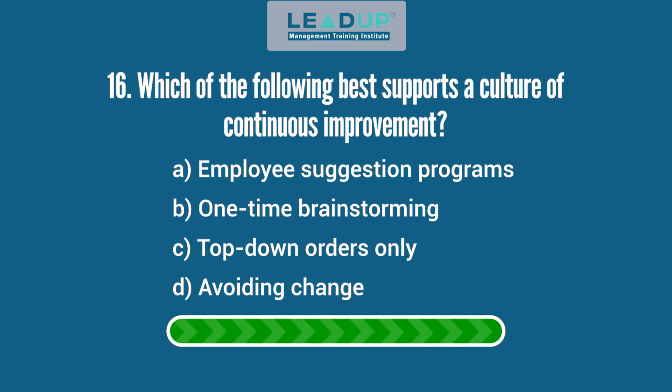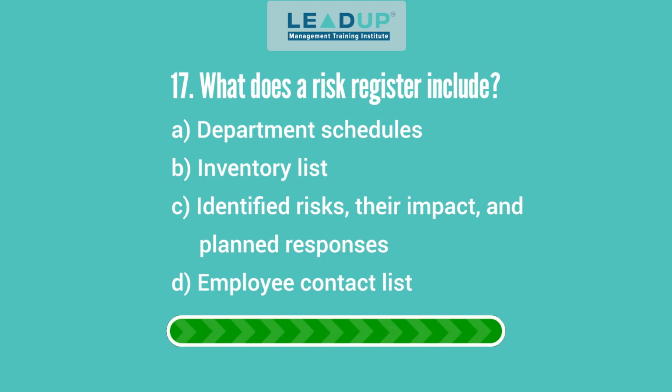Question 16. Which of the following best supports a culture of continuous improvement? A. Employee suggestion programs, B. One-time brainstorming, C. Top-down orders only, and D. Avoiding change. Answer: employee suggestion programs.